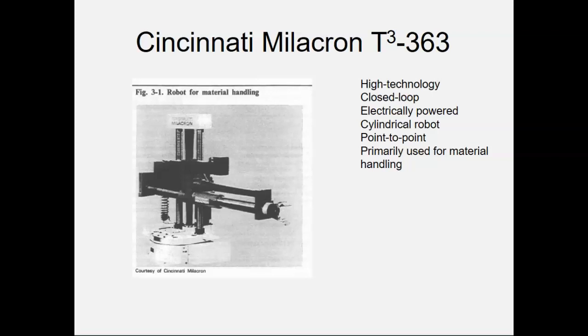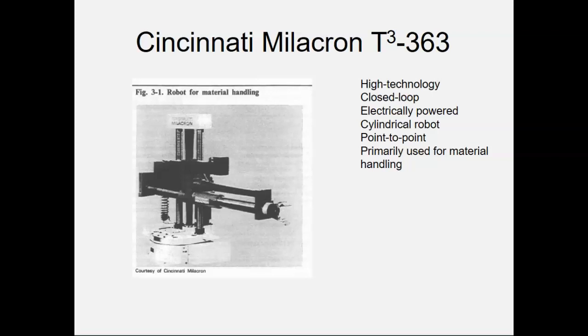So this particular little guy is a Cincinnati, I can't ever say that, Micron. It's a T3-363. This guy is a high technology, closed loop, electrically powered cylindrical robot with a point-to-point path and is primarily used for material handling. And all that sounds great. High technology, that means I can probably go in and program it and it will actually understand the program. Closed loop means that I've got something on there that's giving it feedback. Some way to tell where it's at, what it's doing.